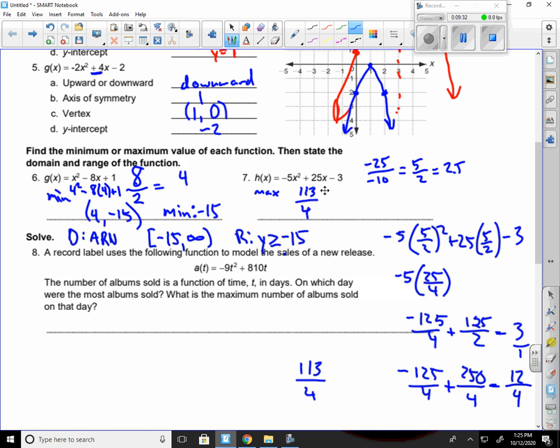State the domain and range of the function. The domain is all real numbers again. The range is y is less than or equal to 113 over 4.